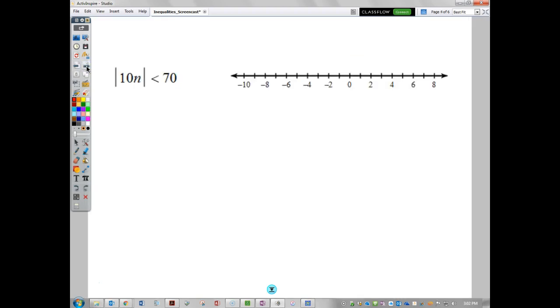All right, look at this one. Absolute value of 10n is less than 70. The absolute value expression is already isolated, so I can write my two inequalities. The first one is the same, but no bars. The second one is the same, but left side negative. And again, put the left side in parentheses with a negative on the outside.